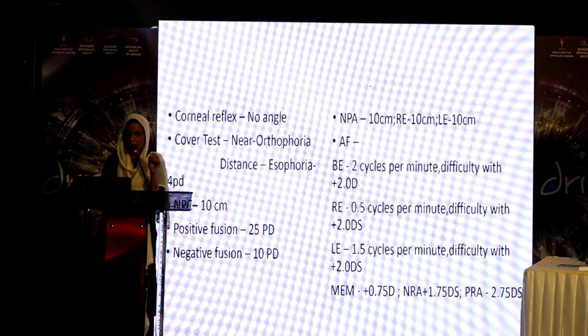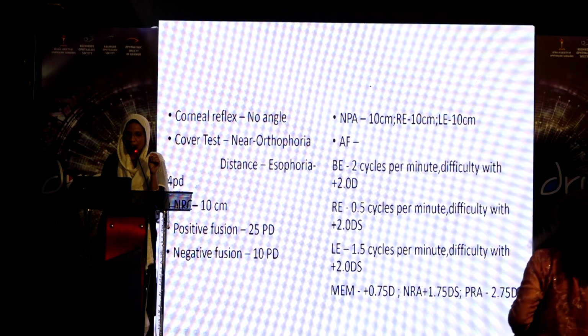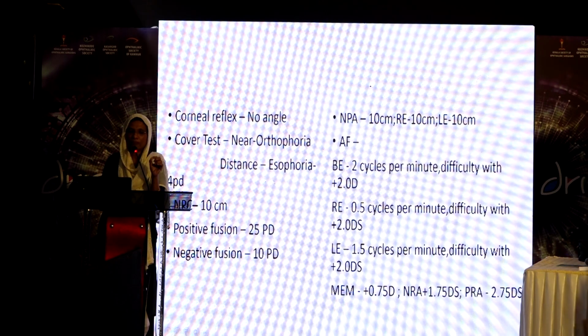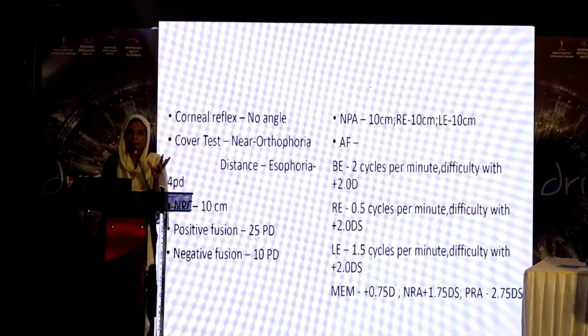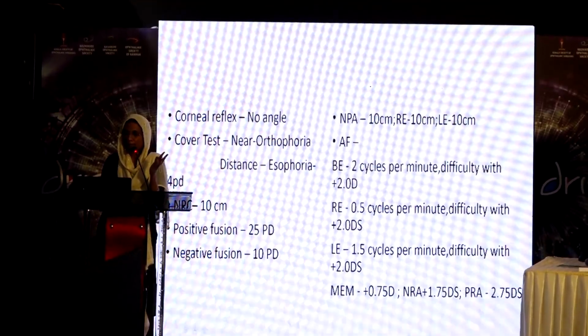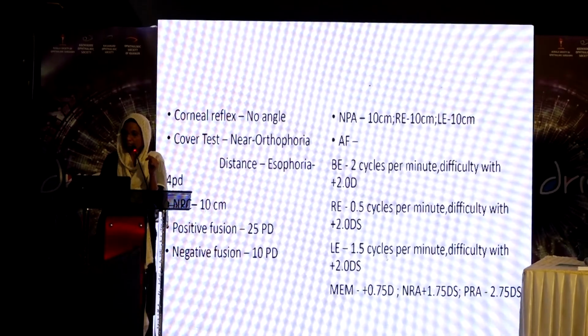So when we worked up the binocular status, we were able to find distance esophoria of 4 prism diopters. So kind of divergence insufficiency. But when we looked into the accommodation data, he showed excess.